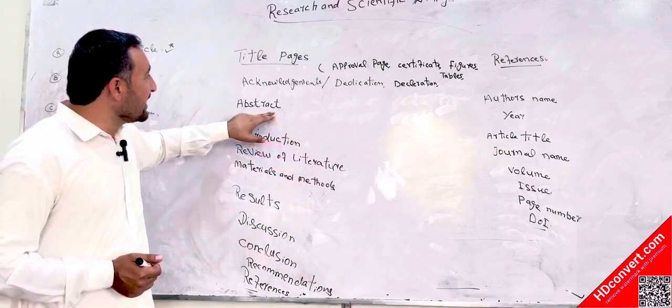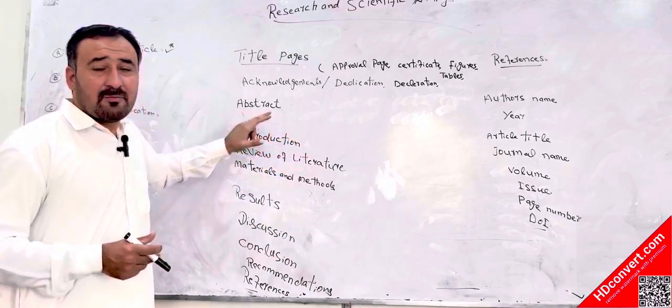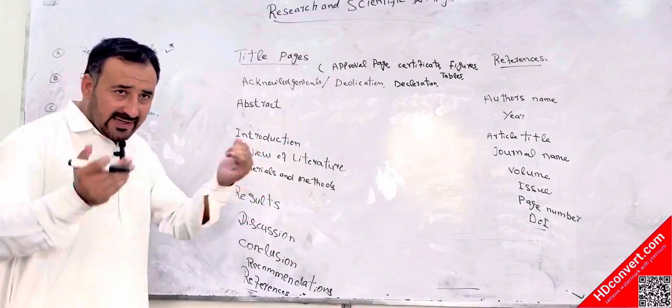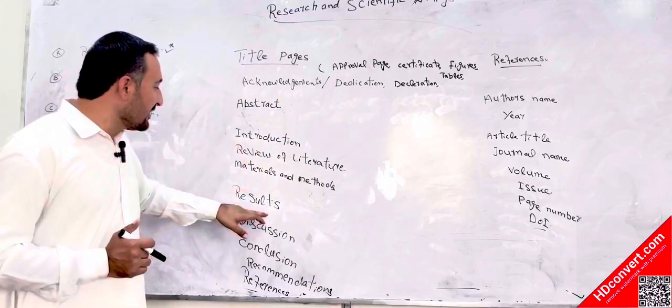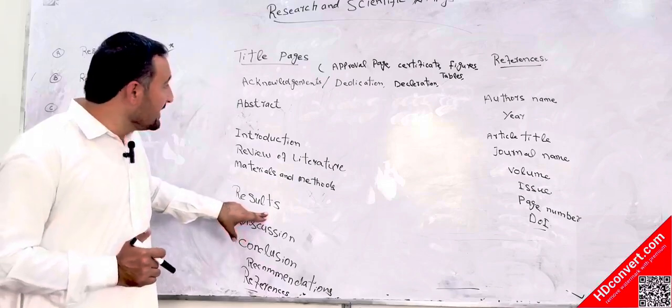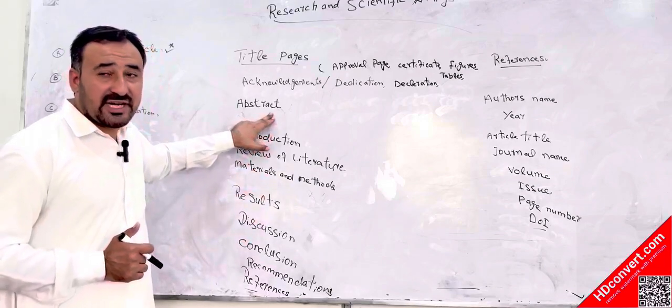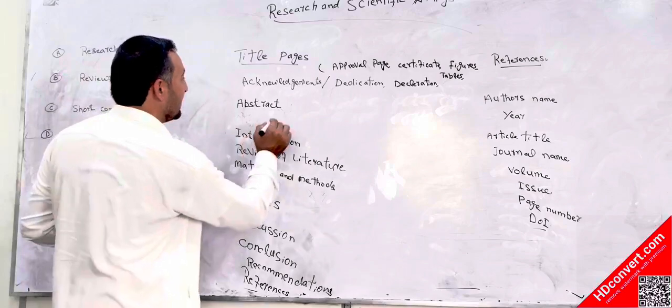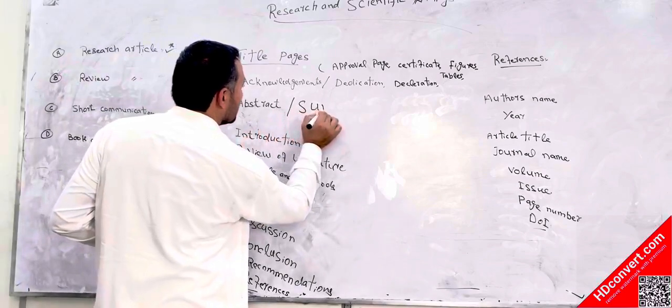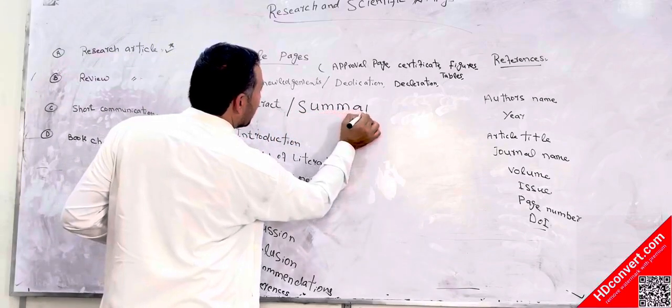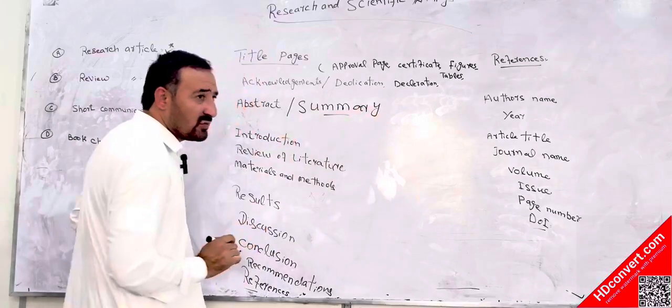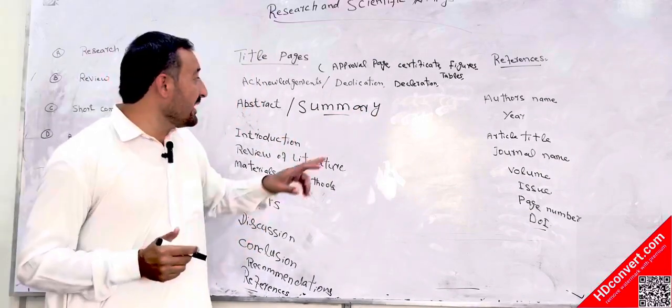First of all, the abstract is written in the start, but the abstract, when you will finalize your research work, when your results will be finalized, then you will write the abstract. Abstract means summary. This is the summary of your research work. In Urdu it is known as khulasa.